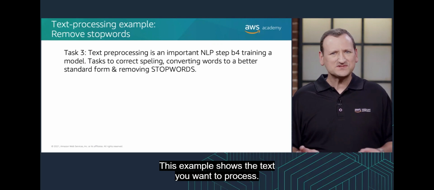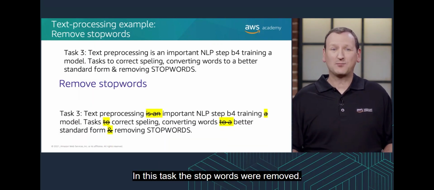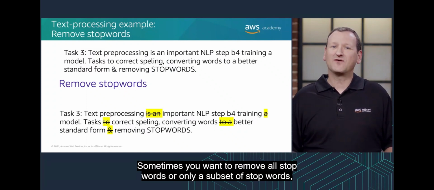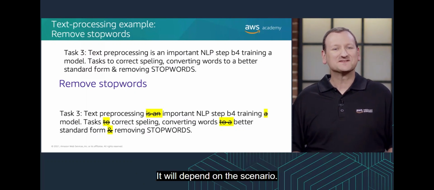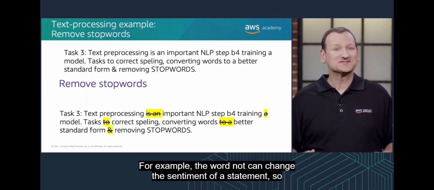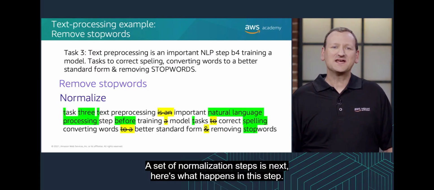This example shows the text you want to process. In this task, the stop words were removed. This process removes words such as is, an, and and. Sometimes you want to remove all stop words or only a subset of stop words. It will depend on the scenario. For example, the word not can change the sentiment of a statement, so you might want to keep it depending on your business goal.